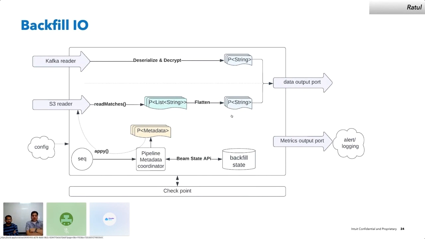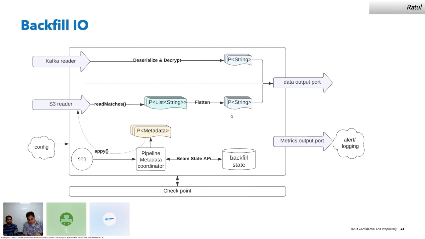The pipeline metadata coordinator takes care of the pipeline metadata. Examples of pipeline metadata: which mode the pipeline is running in, is it in backfill mode or stream mode? If it's in backfill mode, which hour of data has been processed and which hour is currently being processed? What is the start time? What is the end time? All sorts of metadata are maintained by the pipeline metadata coordinator, which uses the Beam state API to store it in the backfill state.